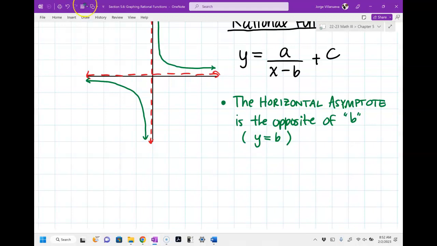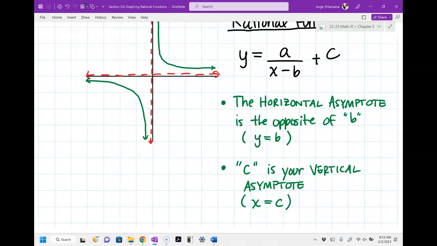The next thing, C is your vertical asymptote. Asymptotes are lines that you cannot cross. You can't cross over them. These are lines that you should not be passing. So x equal to C.